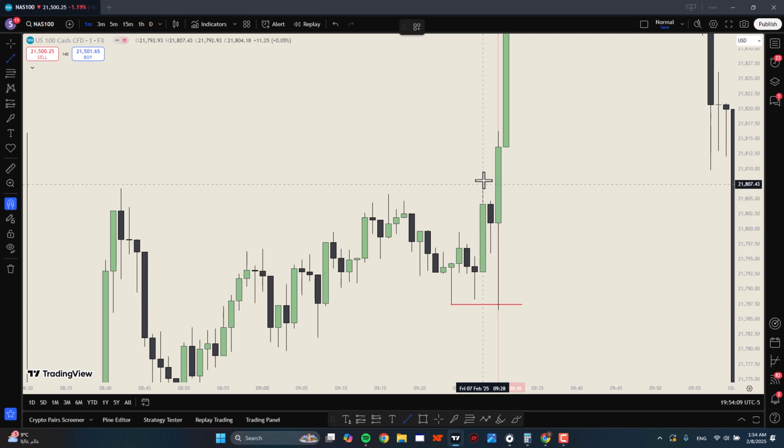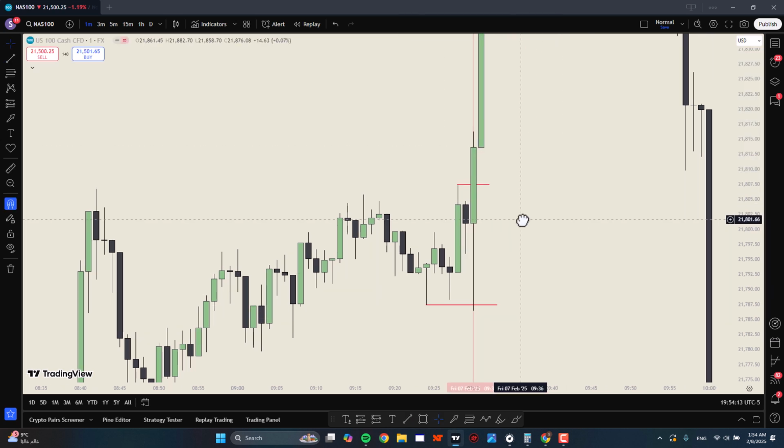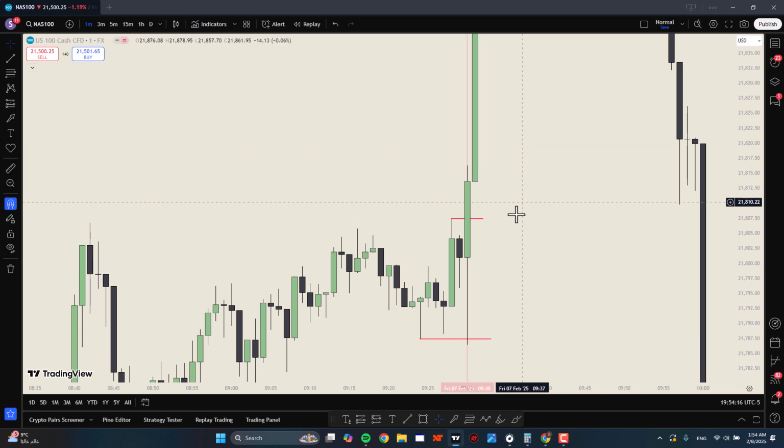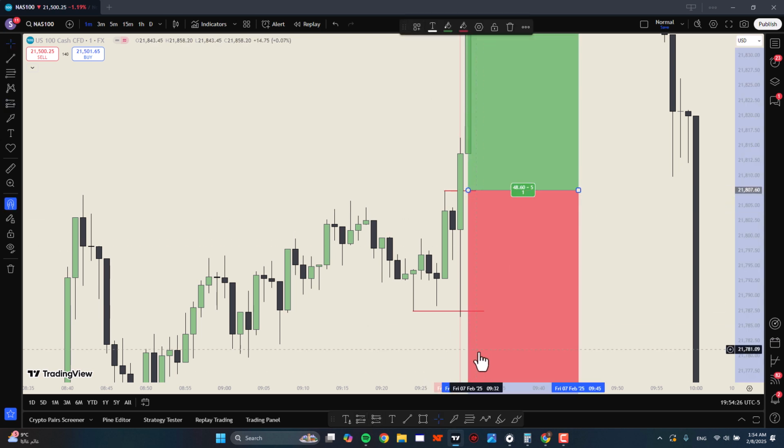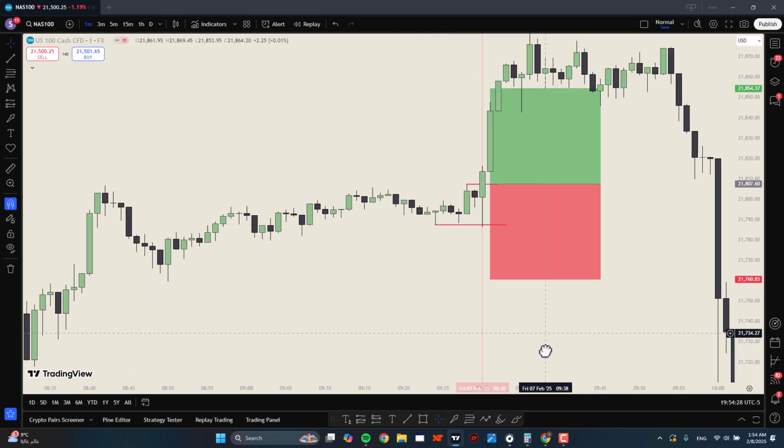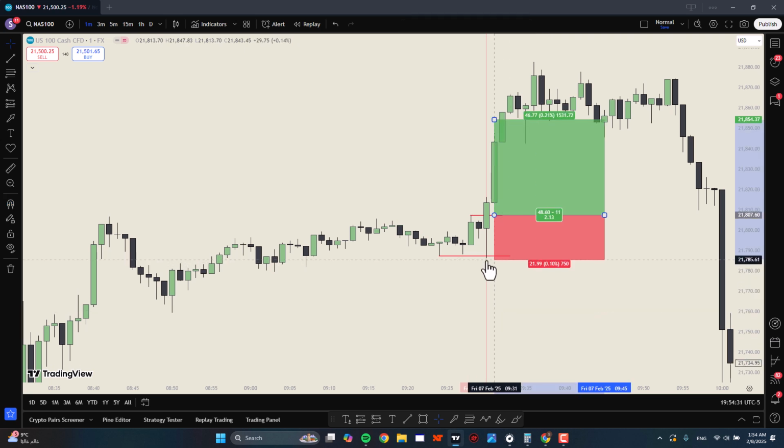We can put it above the high. So if price takes the high, we're likely to trade to the upside, right? I'm not waiting for the closure. I'm just putting my buy stop here, like this. And I'm putting my stop loss here, maybe here, right?